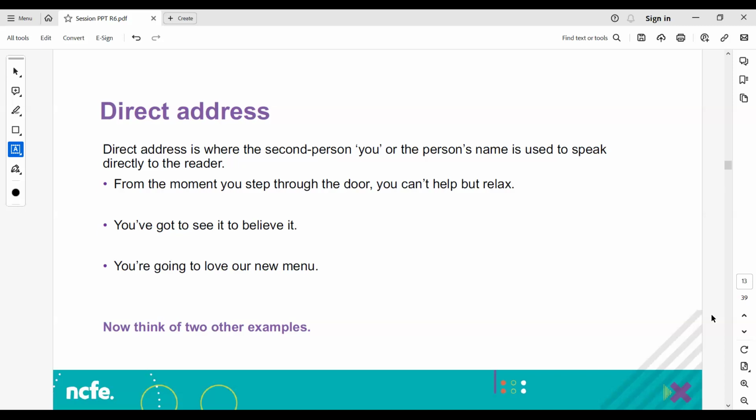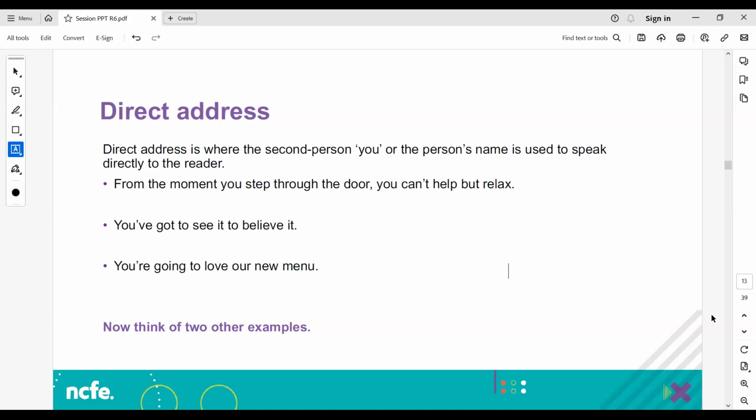Again, another sentence phrase that we often see in adverts. You've got to see it to believe it. So direct address is frequently used in advertising. Okay, so that's something you can look out for today.